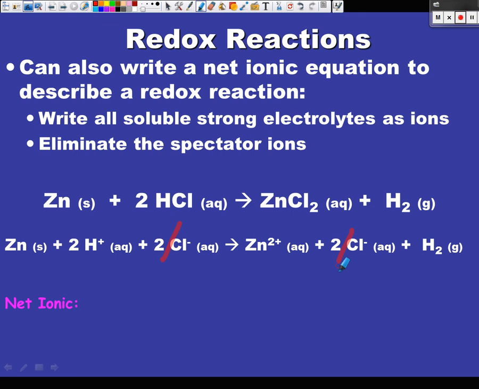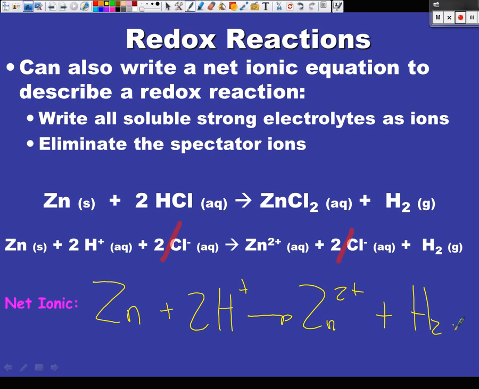Thanks for writing it down. Appreciate that. Yeah, it's okay. Alright, so it should be Zn plus 2 H+ yields Zn2+ plus H2. That's what it should be.